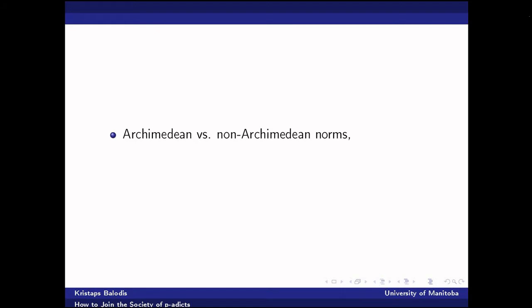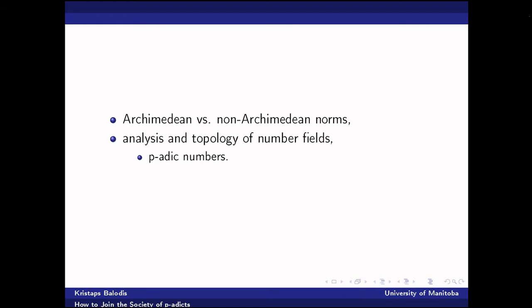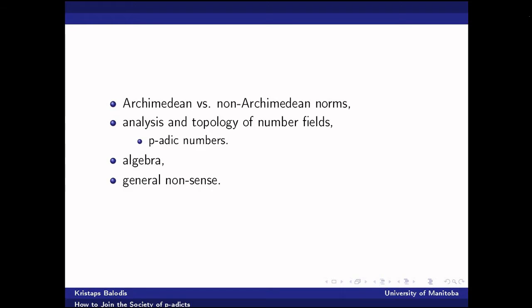So, towards that end, we're going to be talking about defining the p-adic numbers. So this will start off with a discussion of the idea of Archimedean versus non-Archimedean norms, which will then lead us into analysis and topology of number fields. In here, we'll be looking at, in particular, the definition of the p-adic numbers. Then we're going to turn things back around towards some more algebra, and at the end, I'll just spew some general nonsense I had planned as a bonus for the end of my talk.